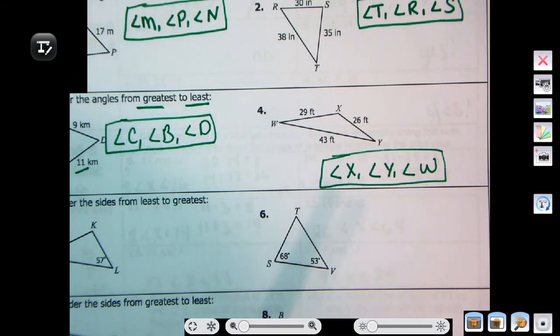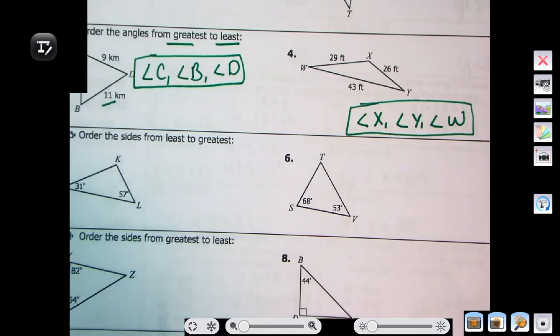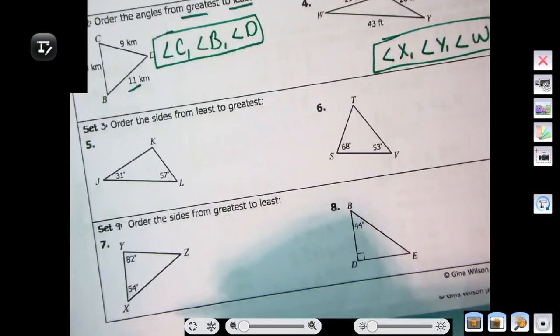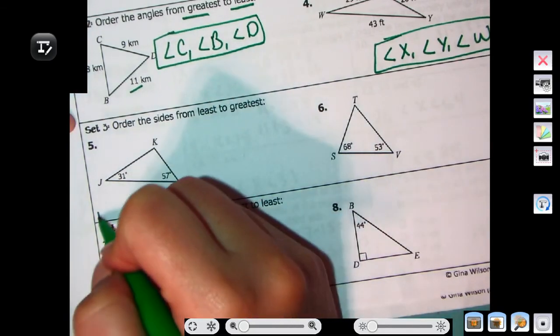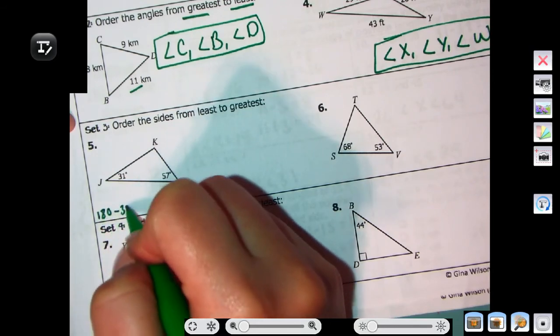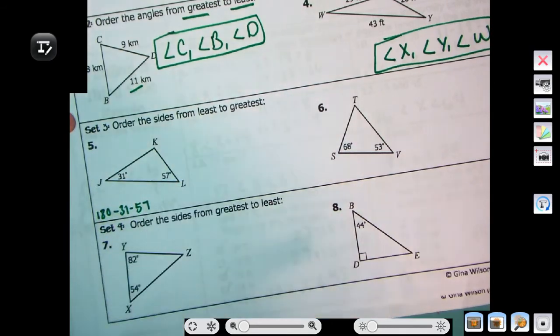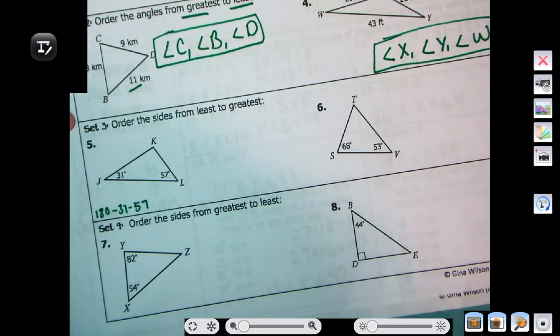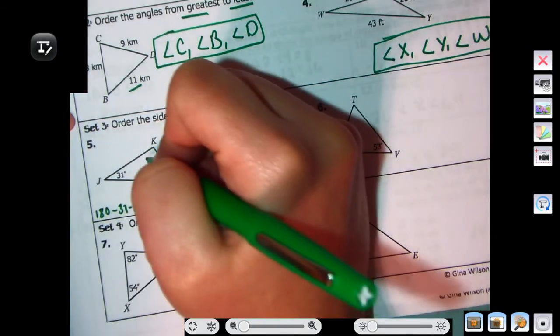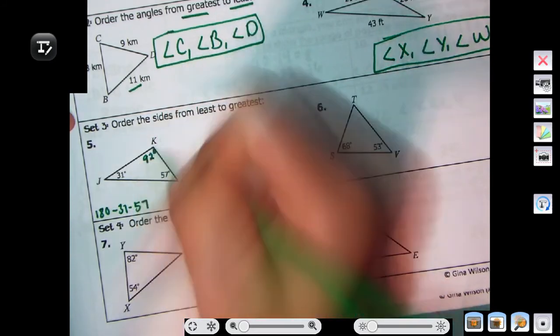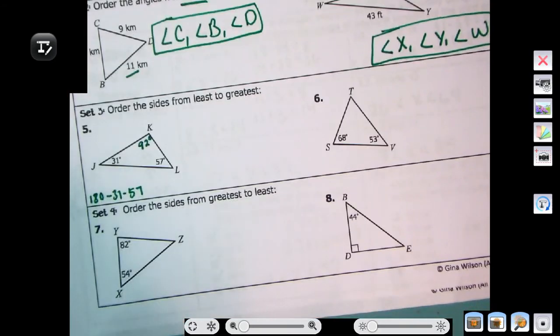Now let's take a look at 5 here. So I've got 31 and 57, and I actually just am going to go ahead and figure out what the third angle is, so that I know exactly what angle K is. I'm just going to write here what I'm doing, but I'm going to do 180 minus 31 minus 57, and that is going to give me 92 degrees. And then that'll just help me ordering the sides.